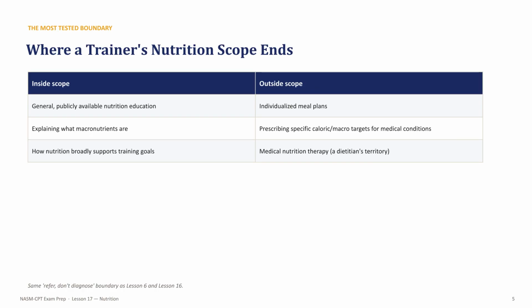Notice the parallel structure here. Left column is fine. Right column is a referral. This is the same refer, don't diagnose boundary you saw in Lesson 6 and again in Lesson 16. And I want to be clear, this is a real scope of practice, legal and ethical line, not just an exam technicality.